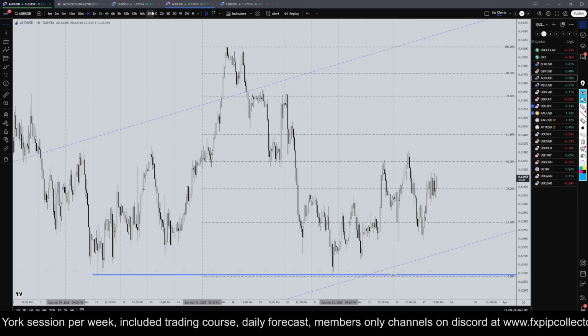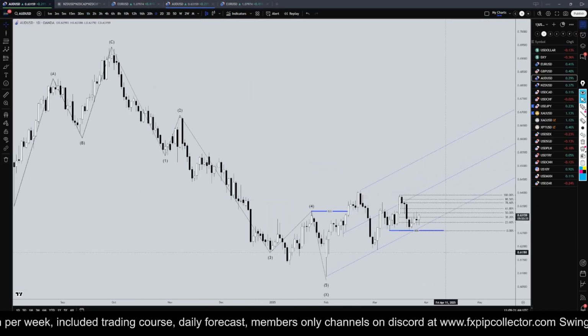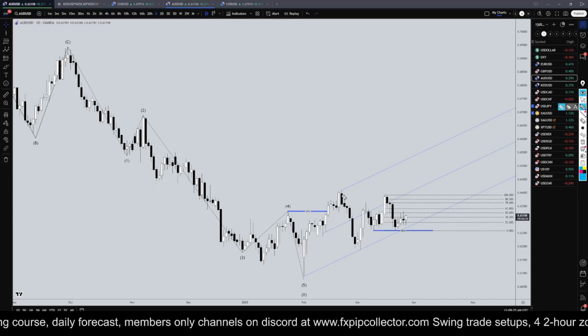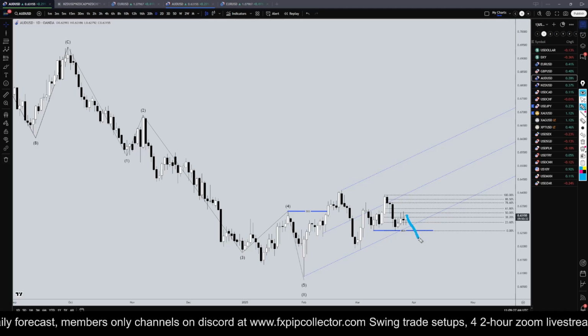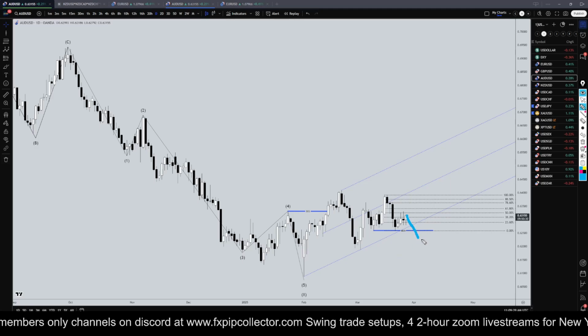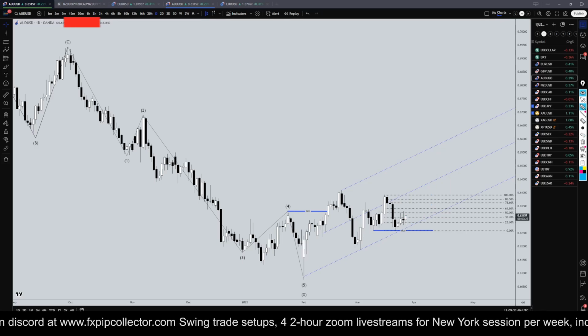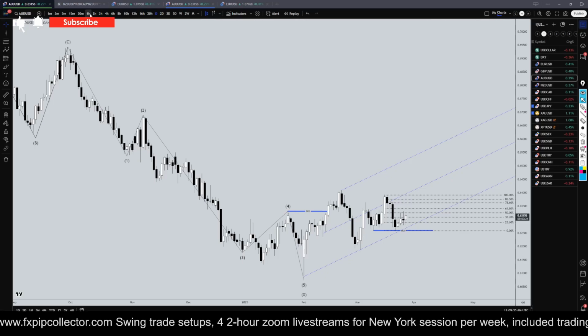If we do go back up to the daily time frame, we can see that we are definitely still within this base channel. I still think it would make a little bit more sense for this to go down one more time, maybe even break the bottom of the base channel before we actually do end up going back up for either a wave C or a wave 3 possibly.